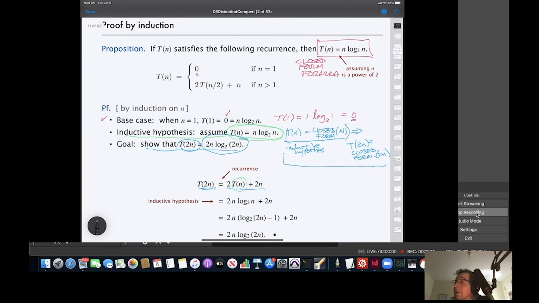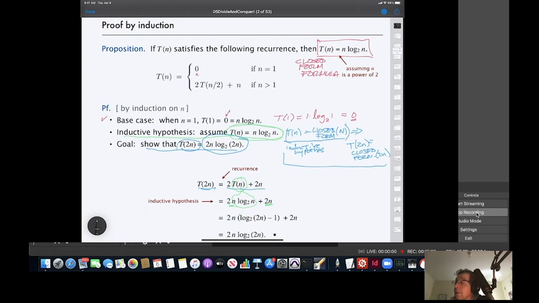So T of n can be substituted by n log 2 of n, because I just need to assume that's the inductive hypothesis, and I need to get to my goal. Let's see if we get there. Okay, so we have 2n log 2n plus 2n. Factor these 2n terms out, and you get this parenthesis.